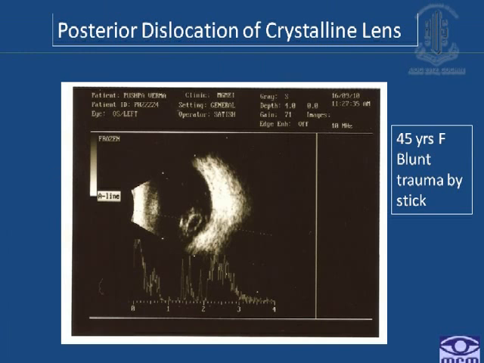So trauma can also cause many changes in the eye, and this is a 45 year old blunt trauma patient with a stick, a very common injury in the part where I'm doing my retina surgery. And this is a typical lenticular shaped structure, and that was after trauma, so the lens has dislocated into the vitreous cavity after the trauma.